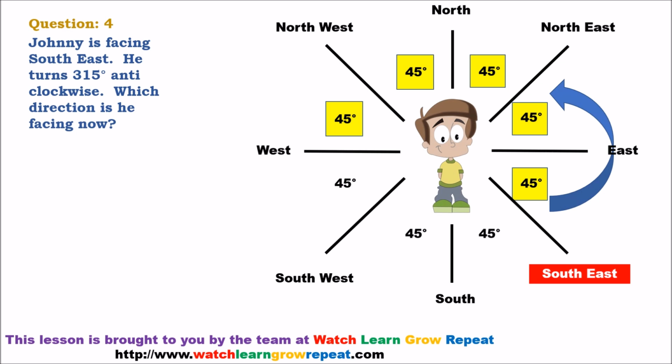puts him at west, and then a 45-degree turn, bringing a total of 270 degrees, makes it southwest, and then the final 45-degree turn, making a total of 315 as asked for in the question, puts him at south. So a 315-degree turn starting from southeast, going counterclockwise, Johnny is going to end up facing south.